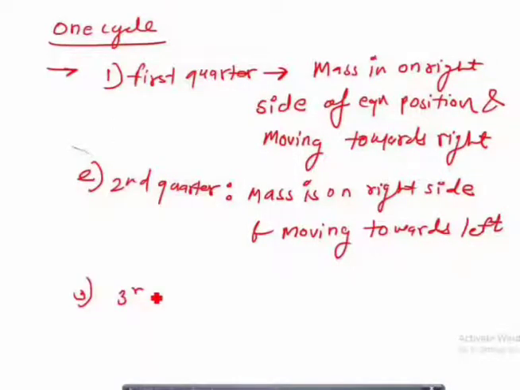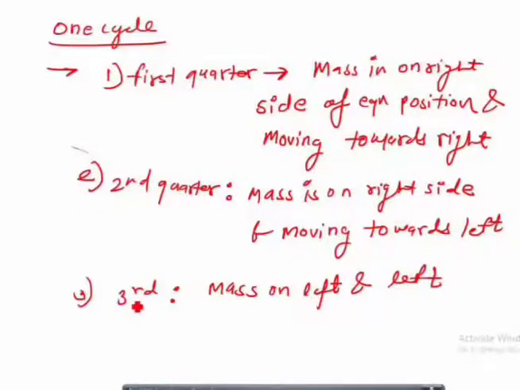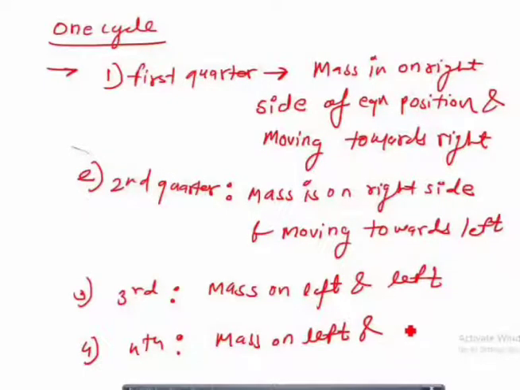In the third quarter, now the mass is on the left side. Before, it was on the right side moving to the right, then on the right side moving to the left. Now the mass is on the left side and moving towards the left. This is the next quarter. In the fourth quarter or fourth part of the cycle, we consider the mass is on the left side, and now it is moving towards the right.